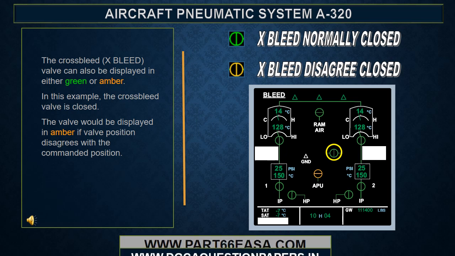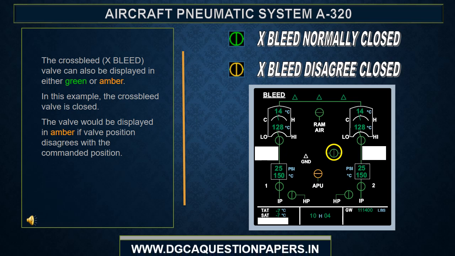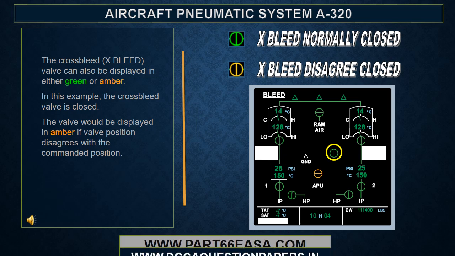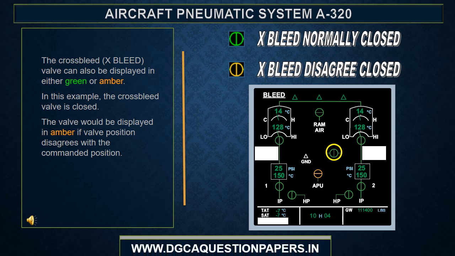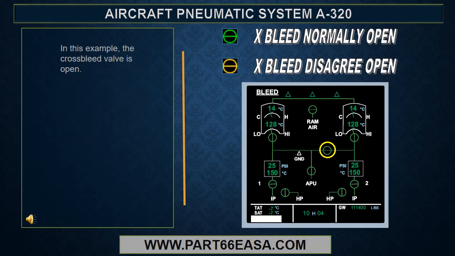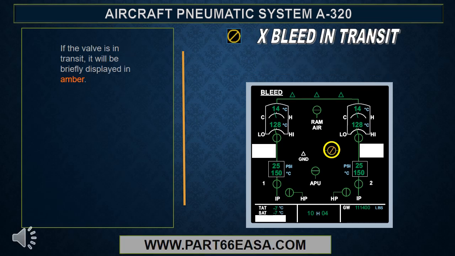The cross-bleed valve can also be displayed in either green or amber. In this example, the cross-bleed valve is closed. The valve would be displayed in amber if valve position disagrees with the commanded position. In this example, the cross-bleed valve is open. If the valve is in transit, it will be briefly displayed in amber.